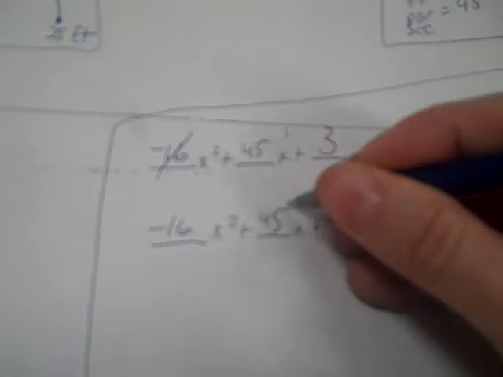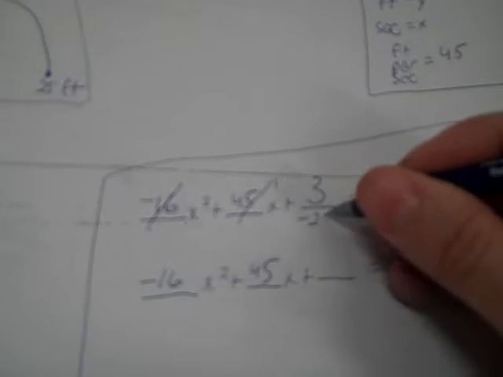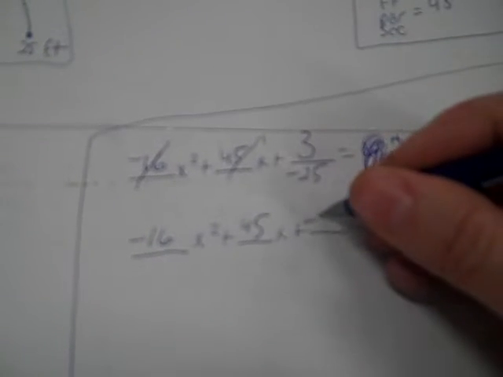So I have negative 16 for the x squared. I've got 45 for the x. And then I have these two numbers here. This one has to get out of here. So that's a plus, so we minus 25. And 3 minus 25, even though there's a line there, you're still minusing, is negative 22. And now I see my 3 terms. So it's GCF.